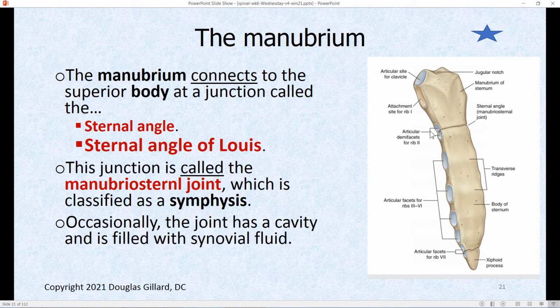Then we got the old sternal angle of Louis we need to talk about. So this region right here, hopefully you can see my pointer, I didn't think of that. That's where the manubrium and the body of the sternum connect together. That forms the manubriosternal joint, and it's usually raised up. It usually has a little lip of bone here, and that has an important name. That's called the sternal angle of Louis, or just the sternal angle. So you definitely want to know that. This joint is the same type as the pubic symphysis. It's a symphysis type joint. But occasionally you can get a synovial joint out of this and have a diarthrodial joint, and it's movable. But it's pretty rare, probably under 1%.